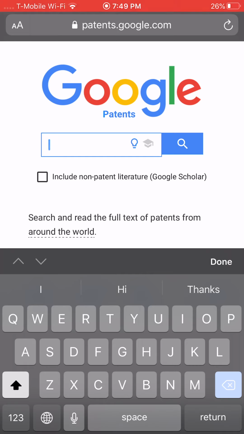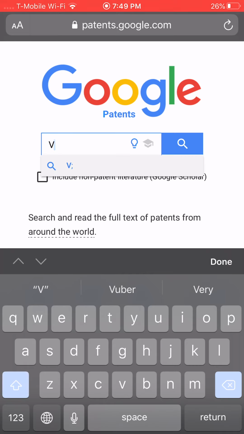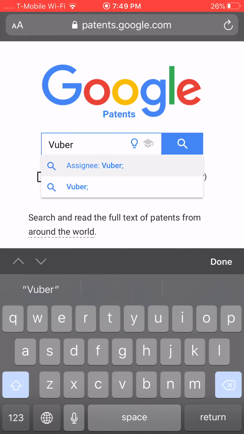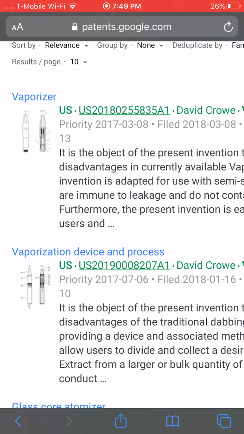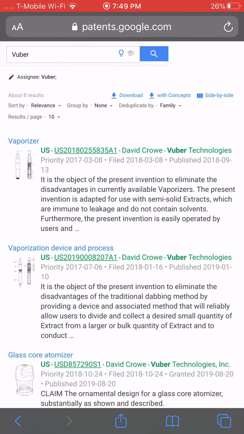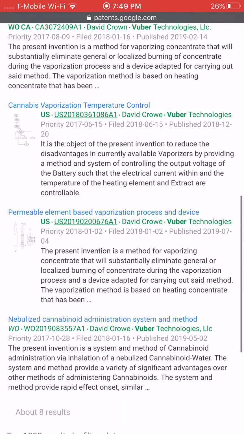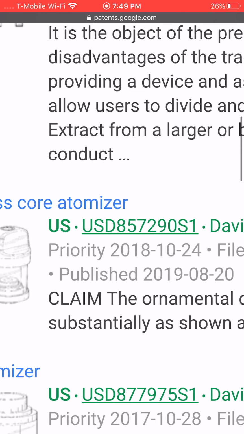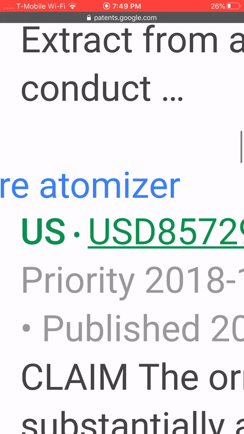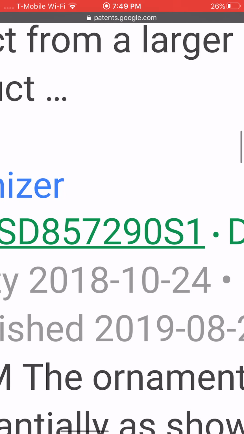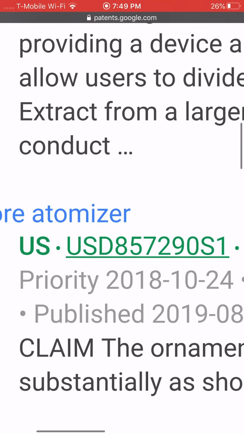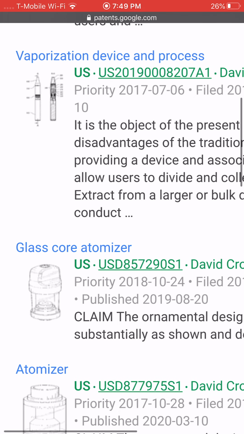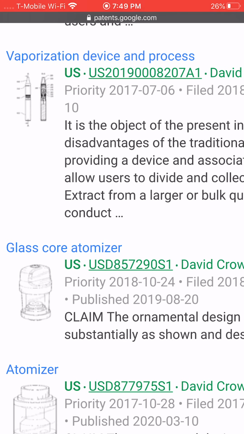In this case, we're going to look at a design patent for one of my clients, Vuber. And here we have a bunch of applications and issued patents. Design patents. This one is a U.S. Design Patent 857290. So that D there means it's a design patent, and it is issued and in force. So we'll take a look at it. It's a glass core atomizer.